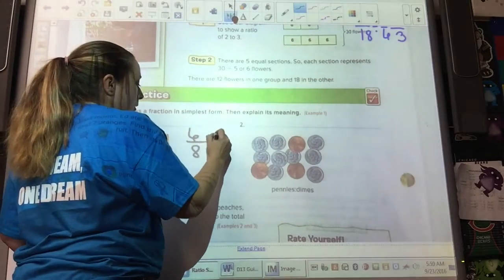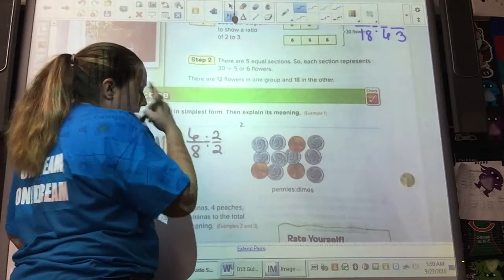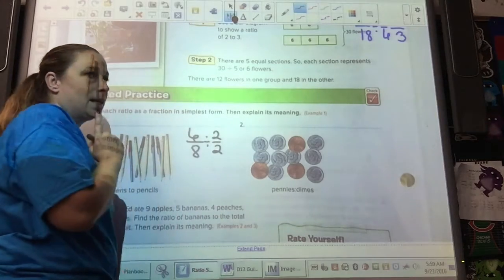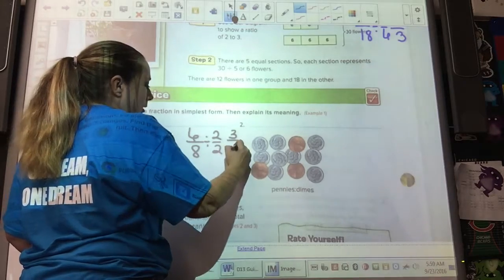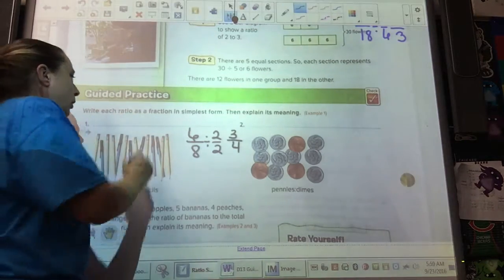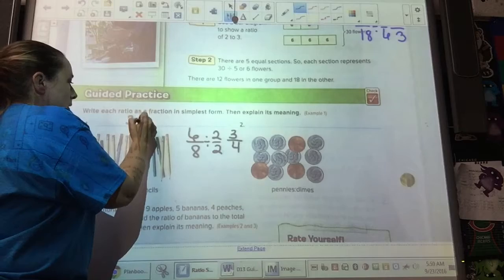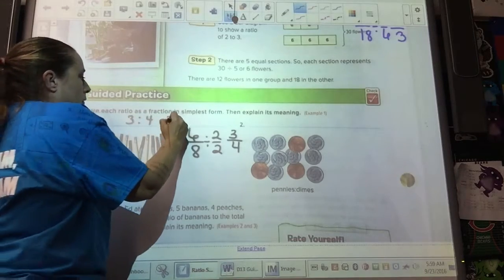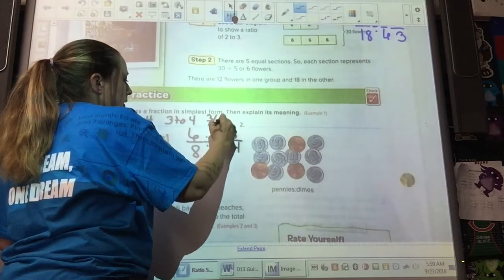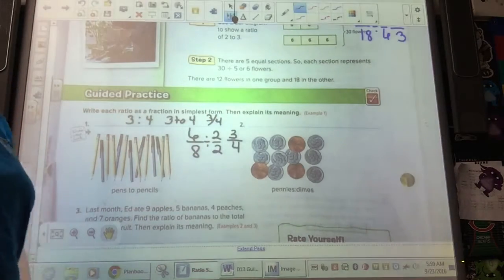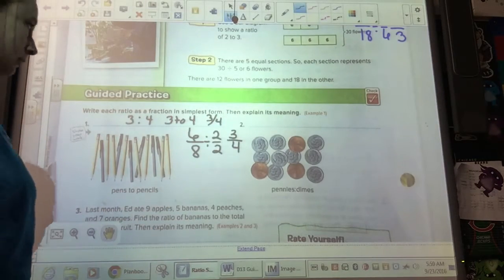2. So if we divide them both by 2, 2 can go into 6 3 times, and 2 can go into 8 4 times. So our ratio is 3 to 4, or 3 to 4, or 3 to 4. Any of those answers is just fine.